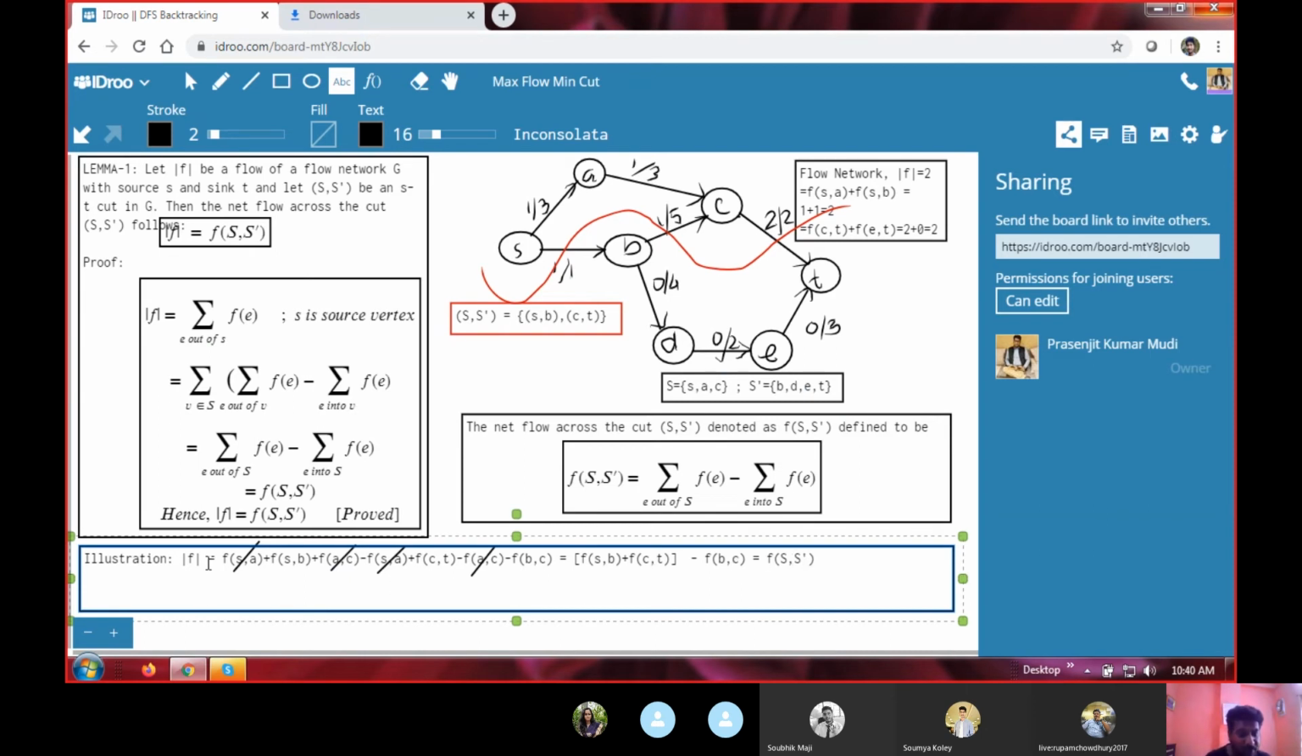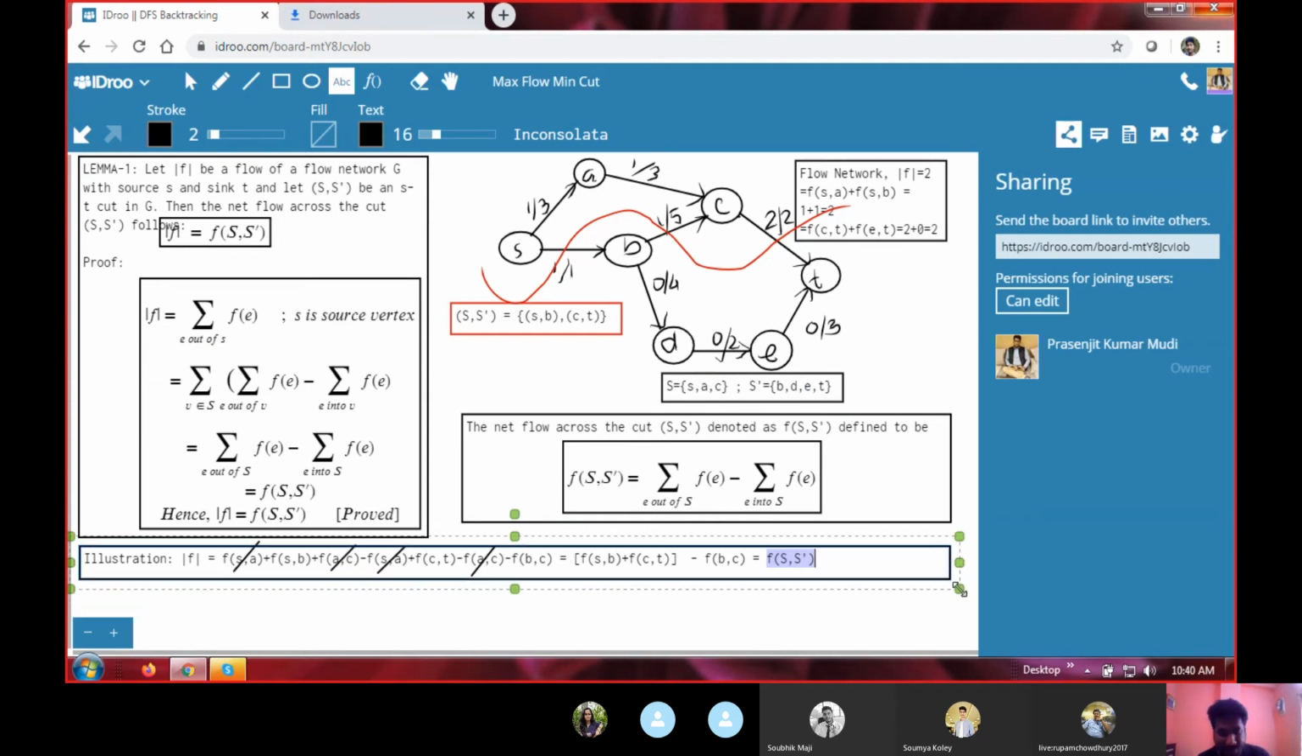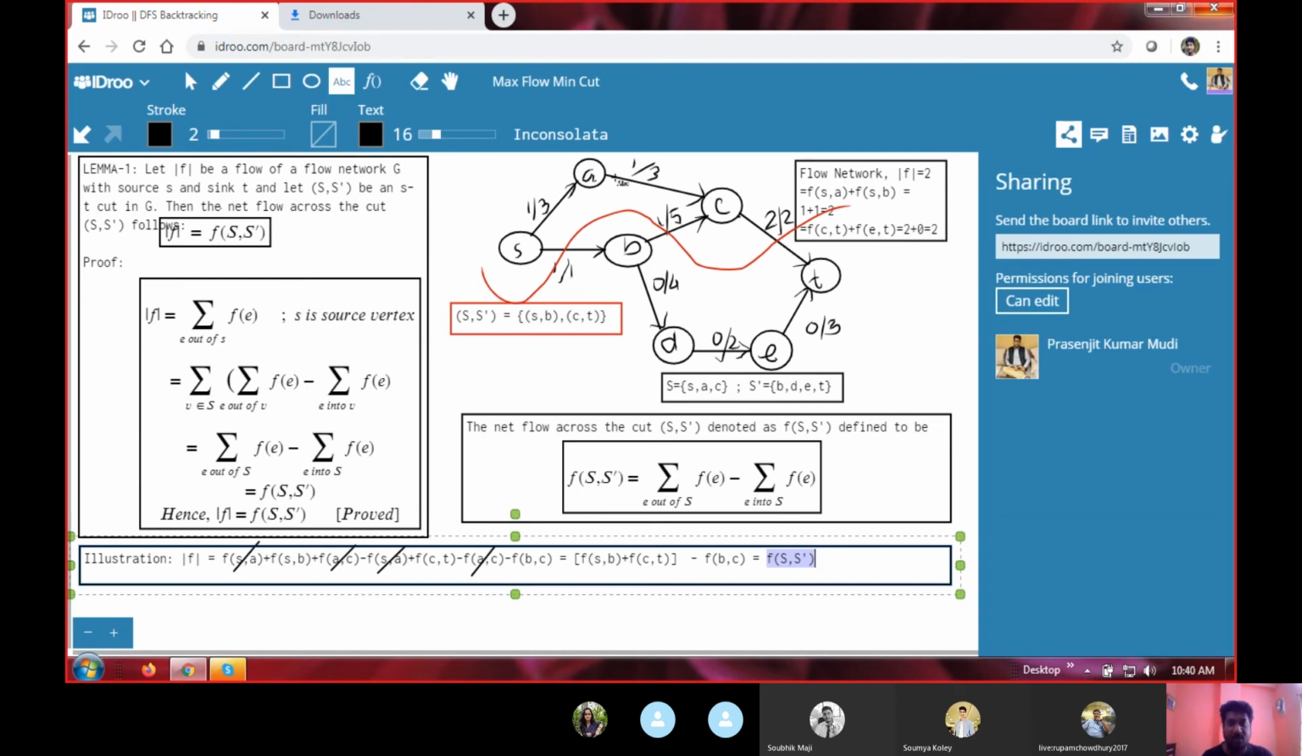Hence we have illustrated, proved, and verified that the flow of the network is equal to the flow of S comma S prime. So this is the proof and the illustration of the first lemma. Okay. So next we go for the second lemma.